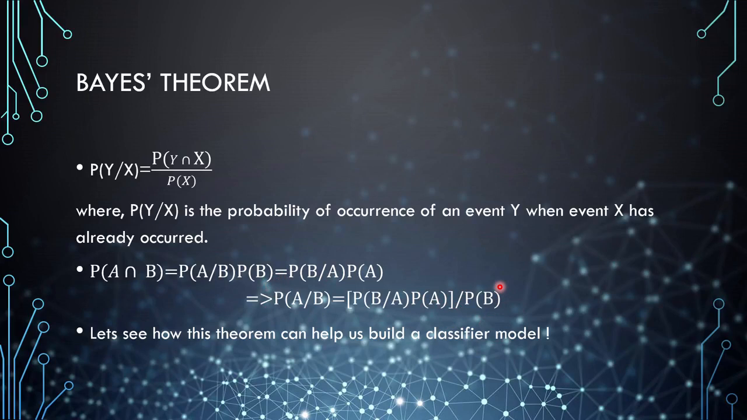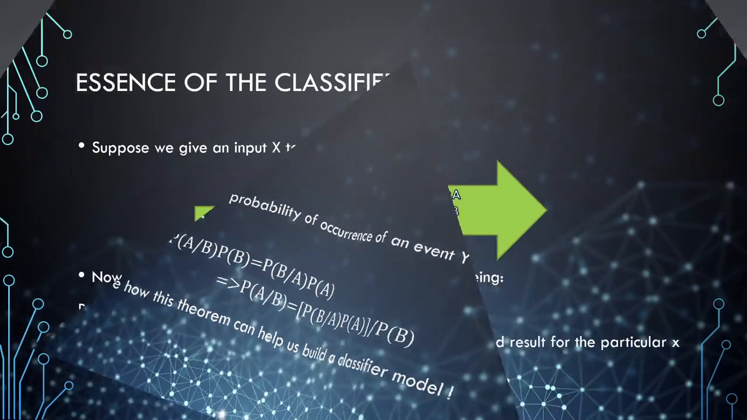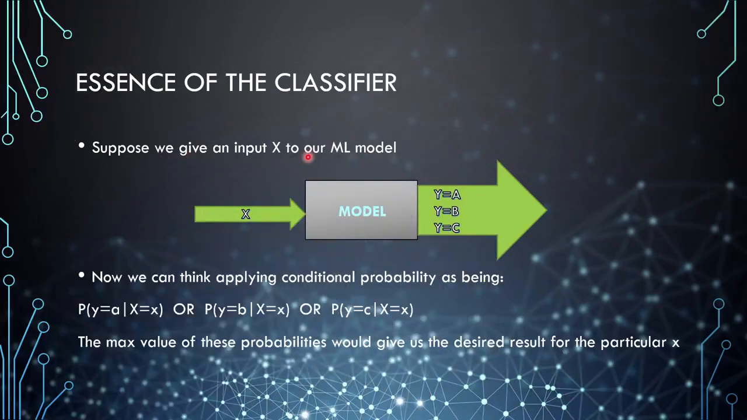So let us see how exactly probability helps us in classification. We saw logistic regression and so on, but how can probability help us to build a classifier model? Let us first try to get the essence of that. Suppose we give an input x to our ML model, then what would happen? In case of classification, suppose we have three classes, then an output y will be given by, suppose the classes are a, b and c. In case of the iris data set, it is setosa, virginica and versicolor.